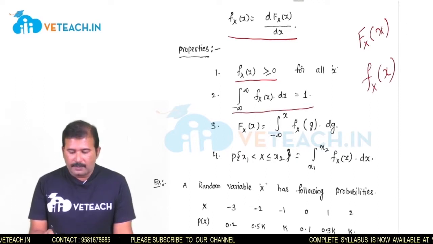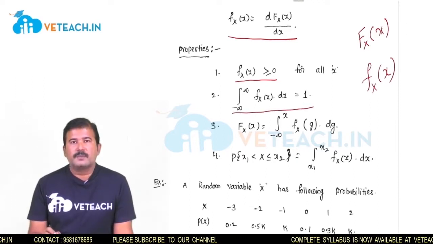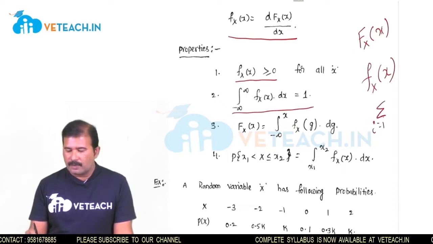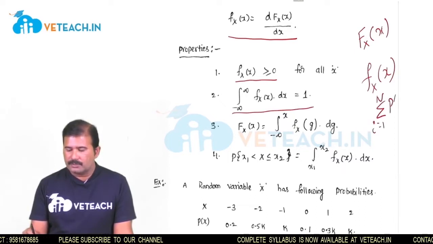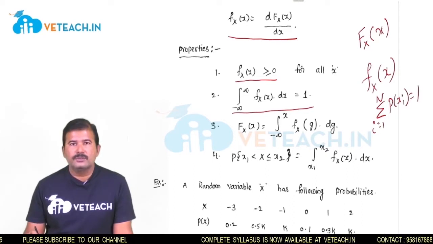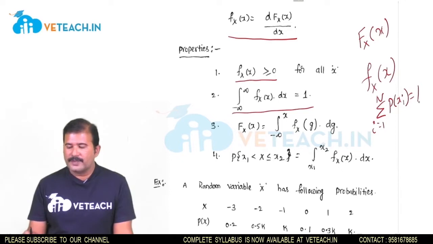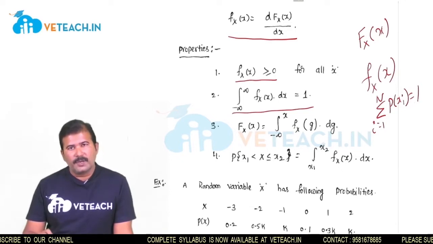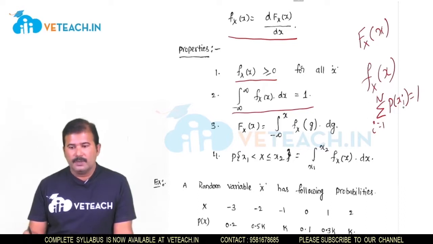And the second property is nothing but the sum of all the probabilities. In the discrete case, the sum of all the probabilities must be equal to 1 for a given random variable. So this is the condition: sigma i equals 1 to n, probability of x_i is equal to 1. In a given random variable, the sum of probabilities of all the elements is equal to 1.